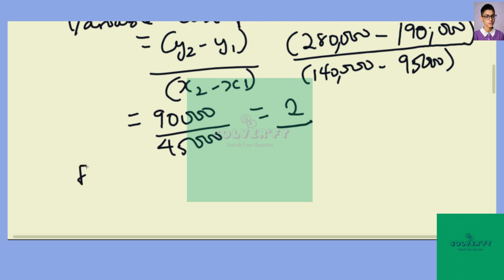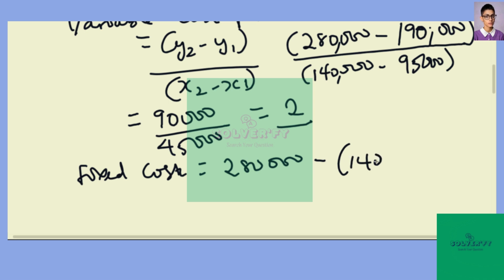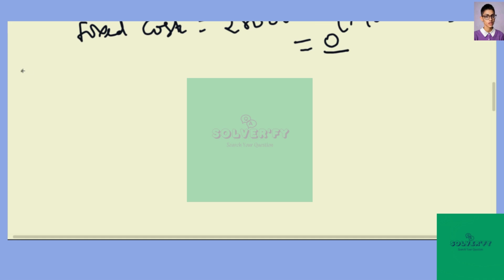Now the fixed cost will be equal to 280,000 minus 140,000 multiplied by 2. So this is y2 and this is x2. So y2 minus x2 multiplied by 2, and this will give you 0. And that's the answer. Now moving on to the second question.